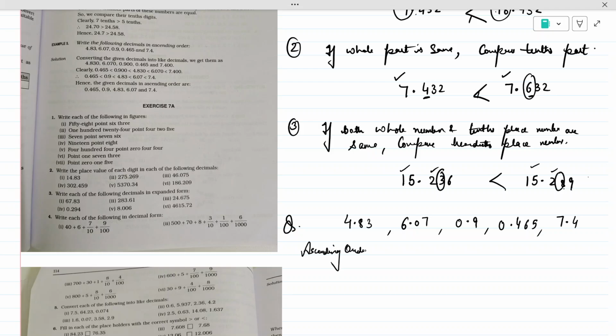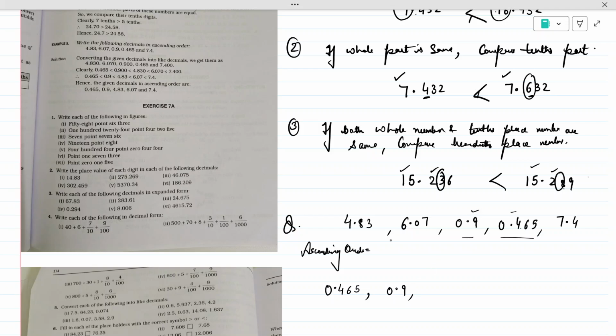Since we have to arrange the numbers in ascending order, that means from the smallest to the biggest number, first of all, we have to see the number which has the smallest whole part. So we have 0.9 and 0.465. Both of them have 0 in the whole part. So if the whole number is the same, then we will move to the tenths place. So at the tenths place, we have 9 and 4, and we know 4 is smaller than 9. So the first or the smallest number in the given series is 0.465 followed by 0.9. Okay, these two we have written.